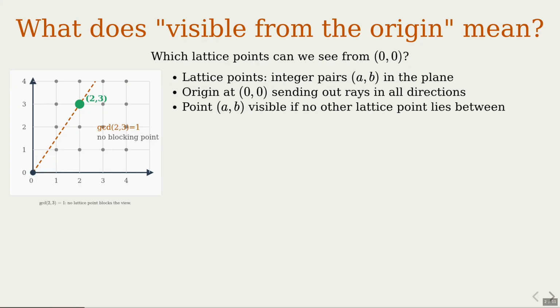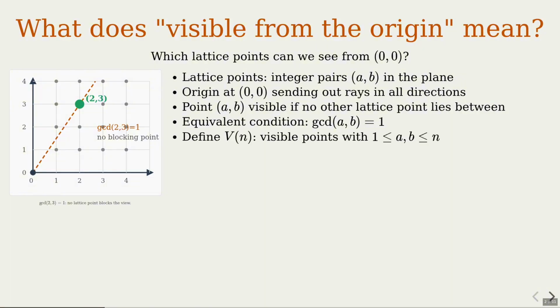A point with coordinates a, b is visible if nothing lies between the origin and that point on the same line. It turns out this geometric idea is exactly the same as saying the greatest common divisor of a and b is 1. A point a, b is visible if no other lattice point lies between. So V of n is just counting how many pairs a, b between 1 and n have greatest common divisor equal to 1. The visible points question is really a coprime pairs question.